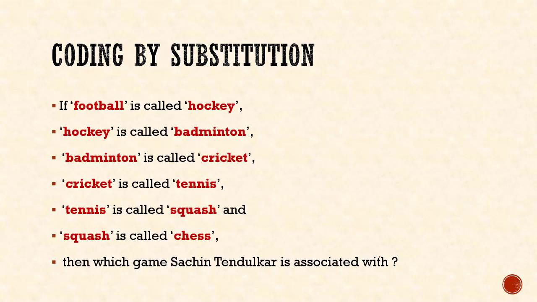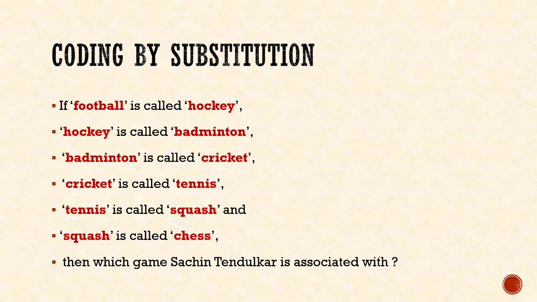Let's see how the questions are being framed on this. So this is how a typical question on coding by substitution looks like. If football is called hockey, hockey is called badminton, badminton is called cricket, cricket is called tennis, tennis is called squash, and squash is called chess. Okay, so in a certain code language, we have changed the usual name of all these sports. Now the question asked is, which game is Sachin Tendulkar associated with?